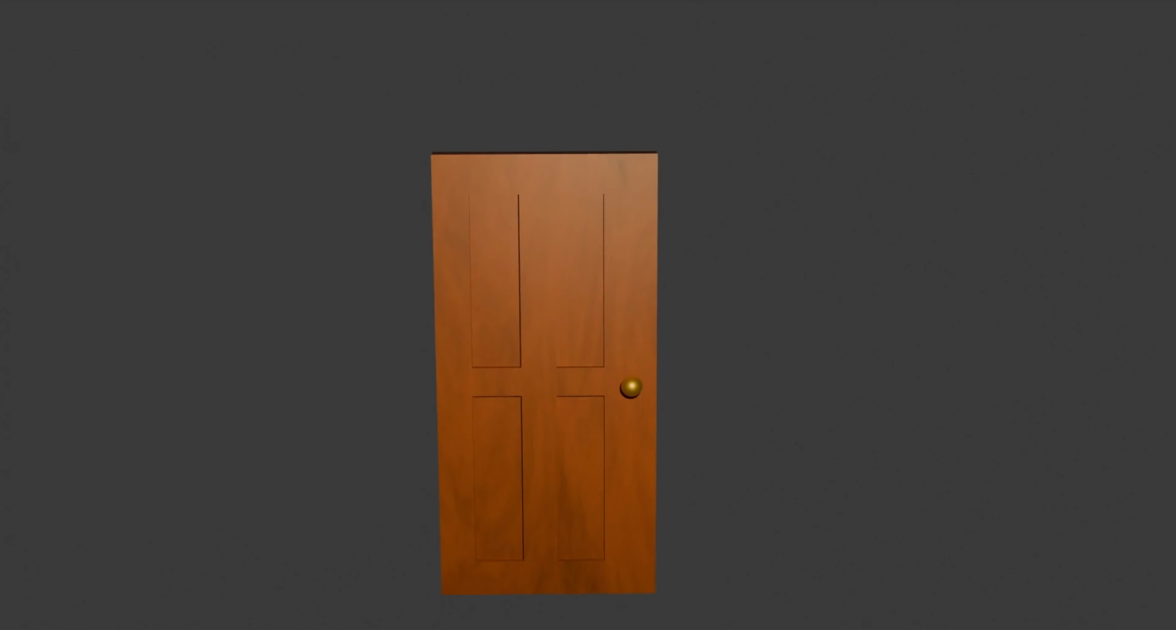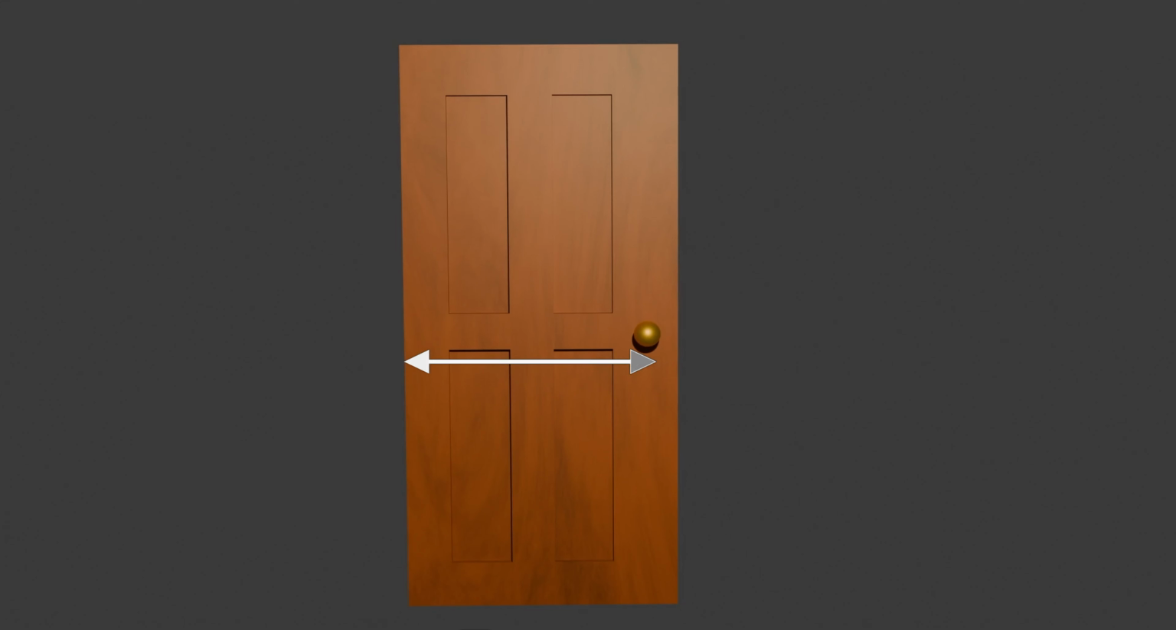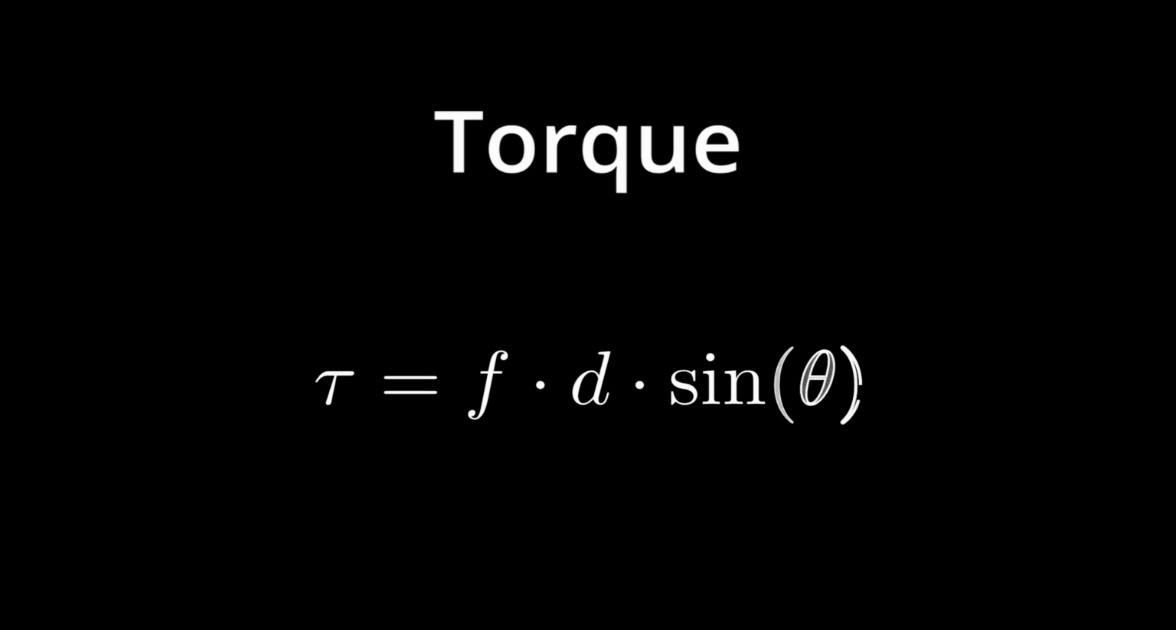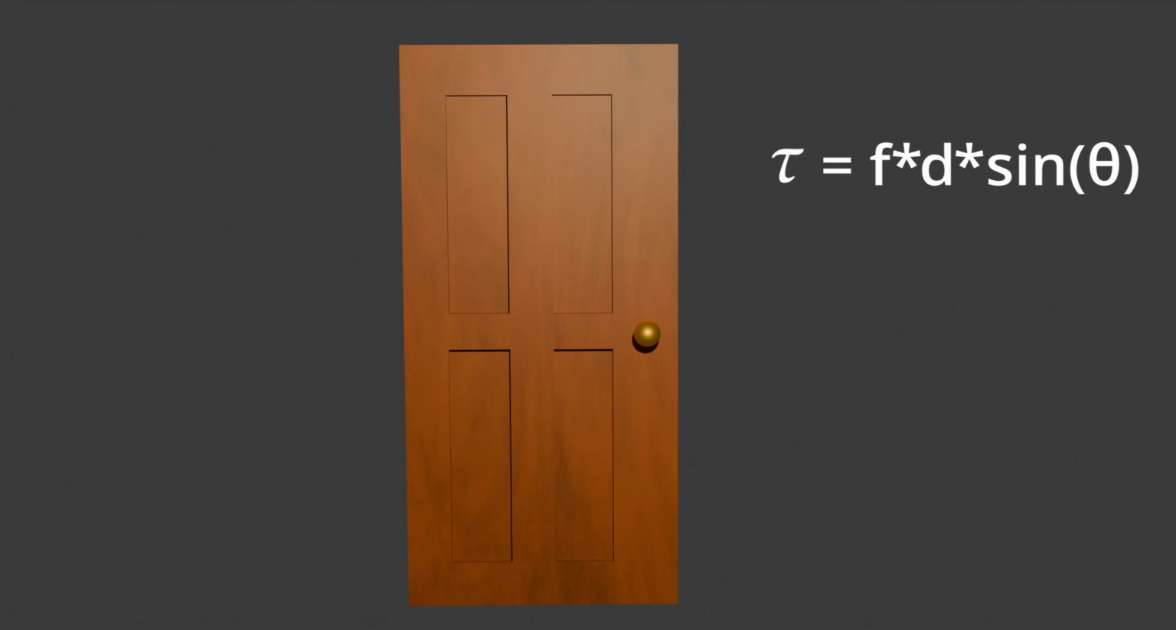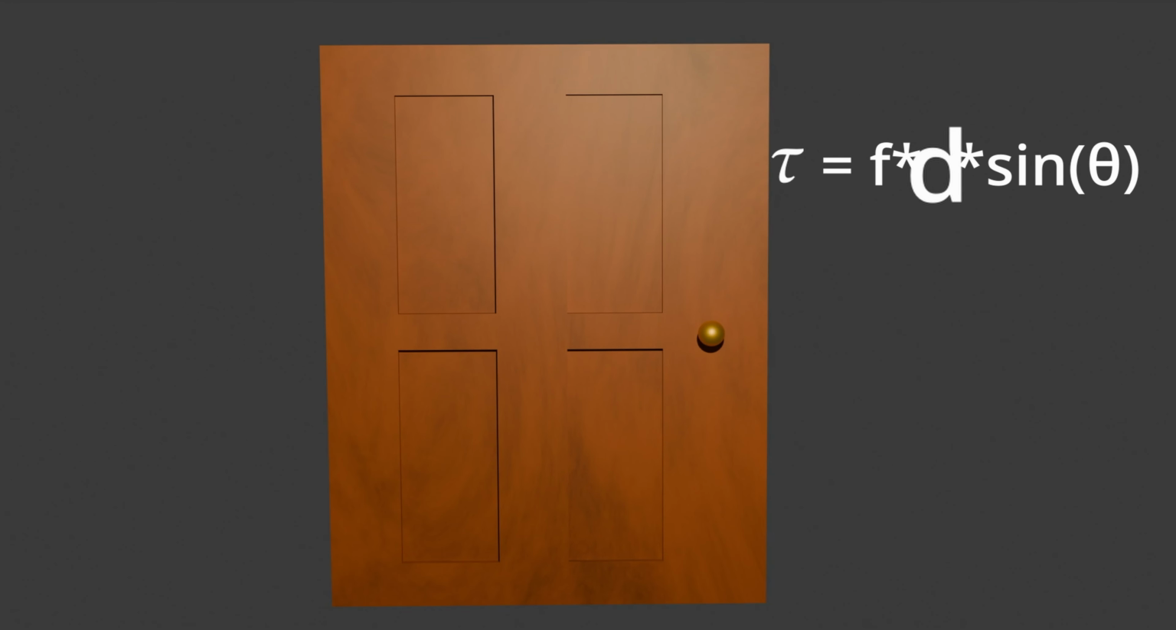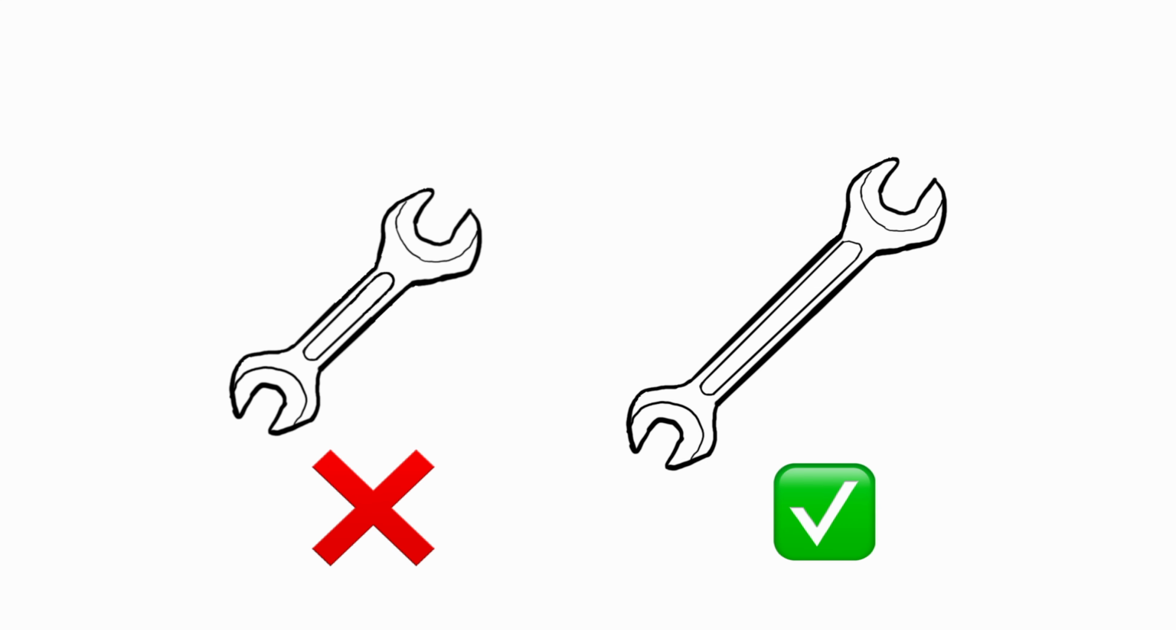Have you ever seen a door? If so, then you probably noticed that the doorknobs are far away from the hinge. But why is that the case? The answer is torque, which is equal to force times distance times sine theta. You see, the higher the distance from the axis of rotation is, the higher the torque. That's also why longer wrenches are usually more effective.